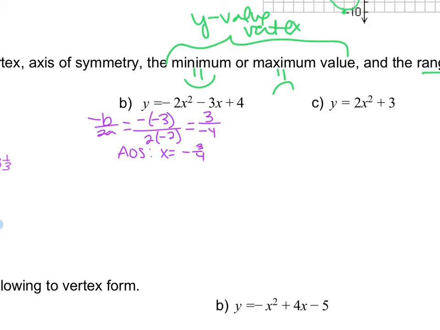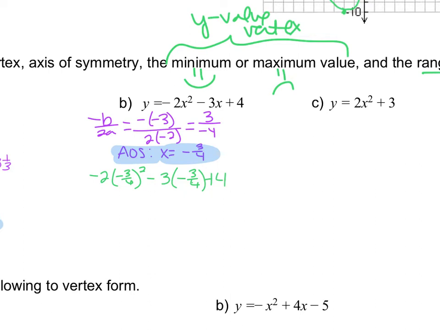Now let's plug that in. That's one answer. Let's plug that in to find out the vertex. So that would be negative 2 times negative 3/4 squared minus 3 times negative 3/4 plus 4.